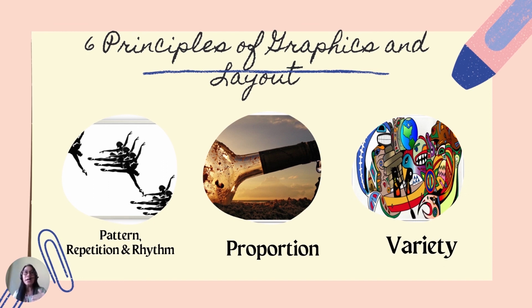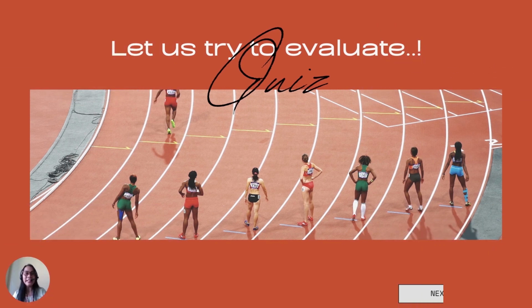There is a repetition of objects imparted within your layout. Proportion: each object relates with one another, proportionate with one another. And the last one is variety. Variety means several elements imparted in your layout. So those are the six principles of graphics and layout.